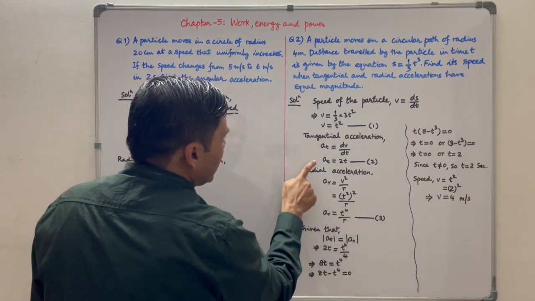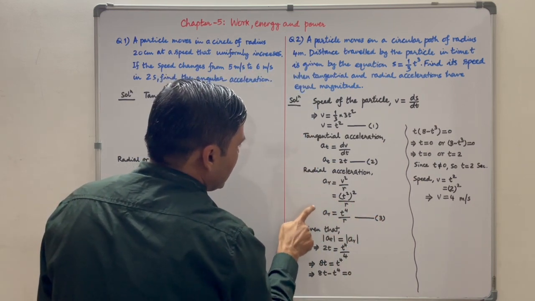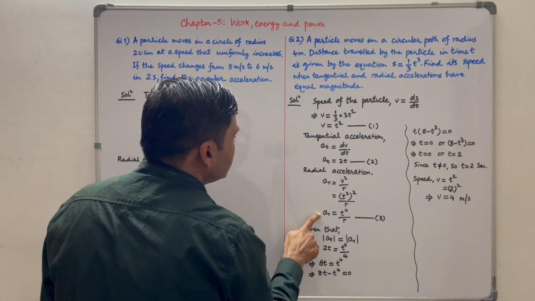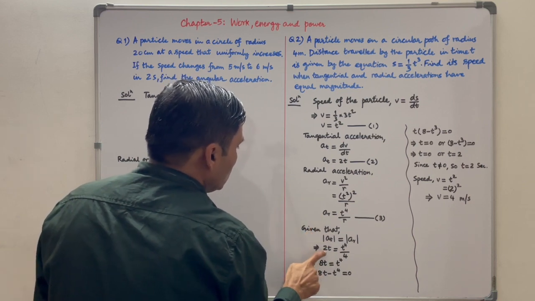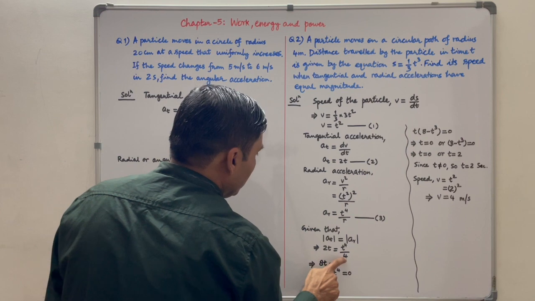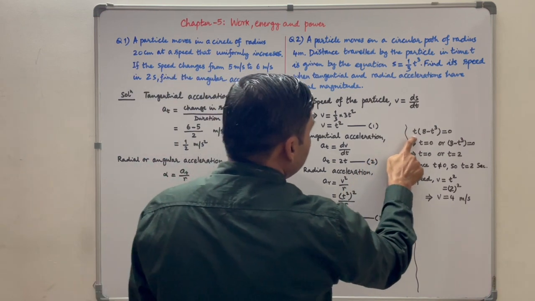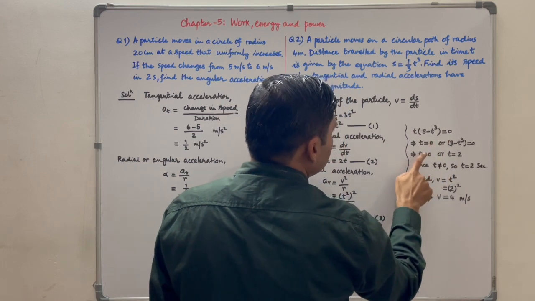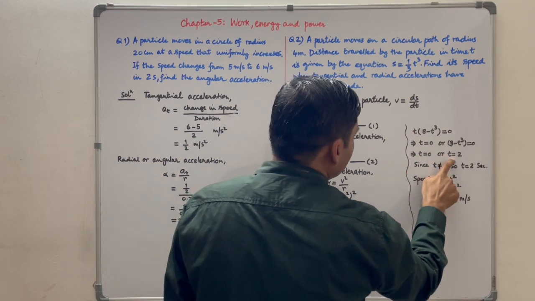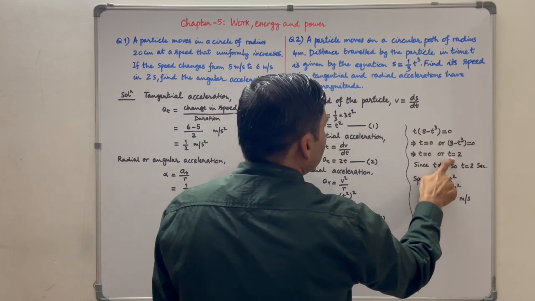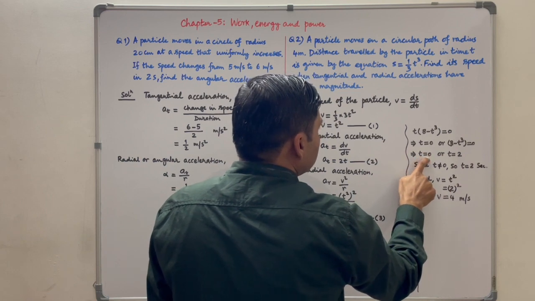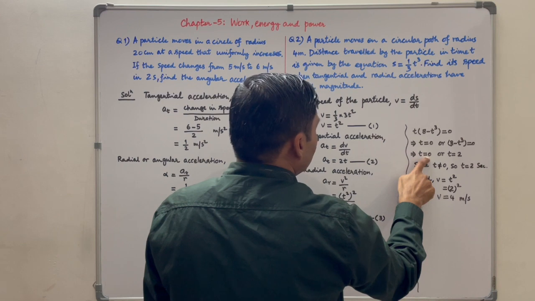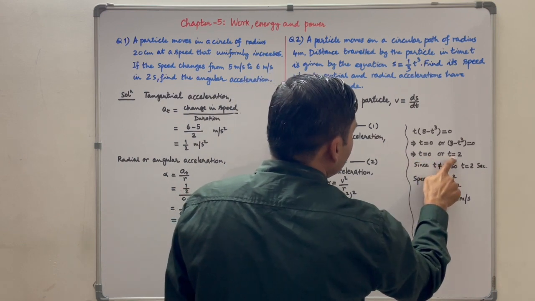It is given that magnitude of tangential acceleration and radial acceleration are same. That means 2t is equal to t to power 4 upon 4, or t into (8 minus t cube) is equal to 0. That gives either t is equal to 0 or t is equal to 2 seconds. t is equal to 0 means at start v is equal to 0, speed of the particle is 0. So we will not take t is equal to 0. We will consider only t is equal to 2 seconds.